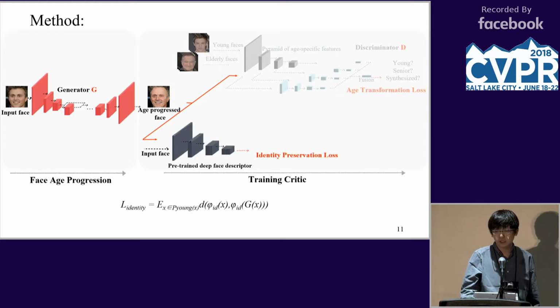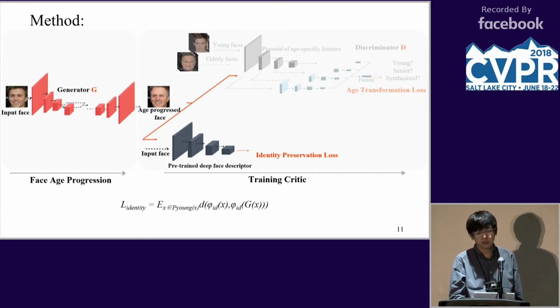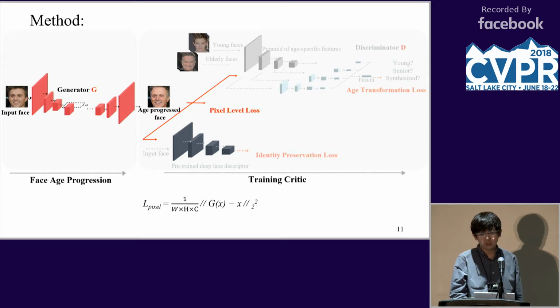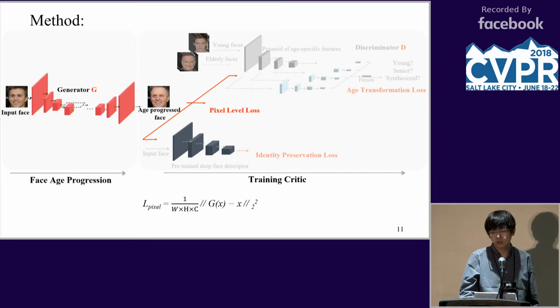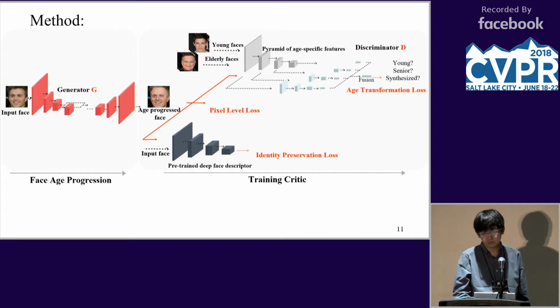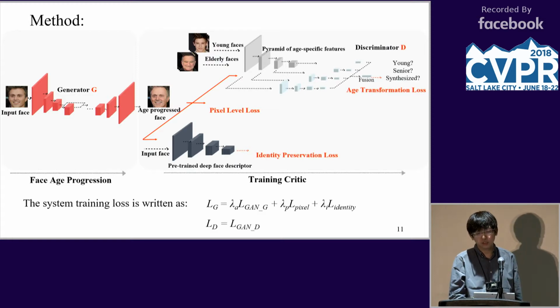The second part is identity loss, measuring the input-output distance in a proper feature space. Here, Phi ID is the light version of the network of deep face descriptor shared by the VGG research group, and D is the squared Euclidean distance. The third part is a pixel-wise L2 loss in the image space, adopted for further bridging the input-output gap. The overall training loss of the generator combines three parts, and the loss of the discriminator is only L GAN D.